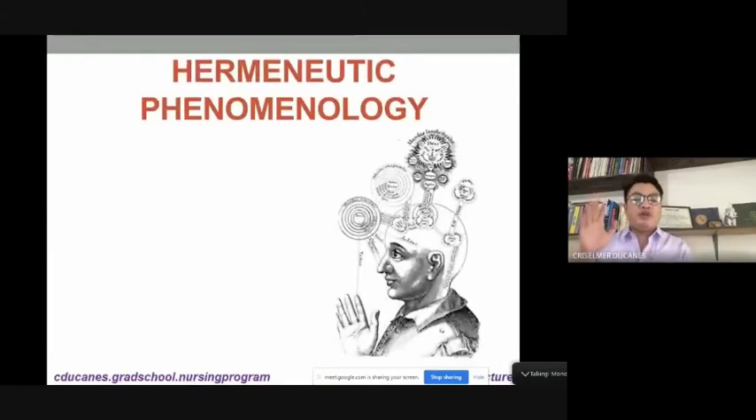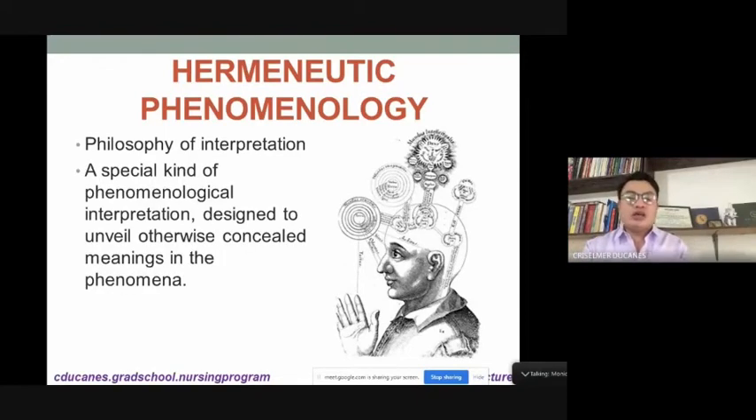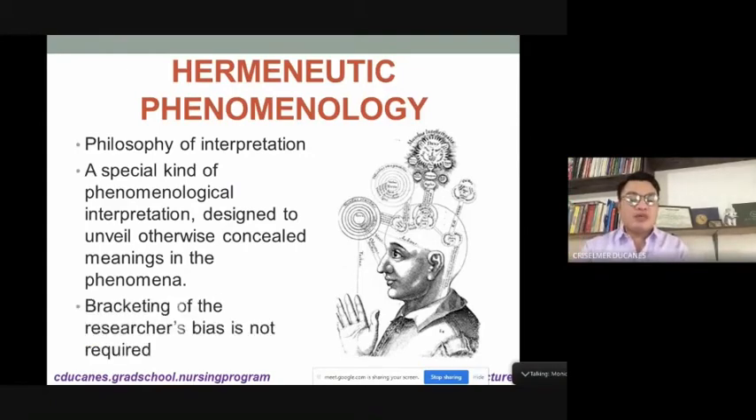Then, next, we have your hermeneutic phenomenology. It is the philosophy of interpretation, a special kind of phenomenological interpretation designed to unveil otherwise concealed meanings in the phenomena. So bracketing of the researcher's bias is not required. In hermeneutic phenomenology, this is more of the interpretation of the transcripts of your participants.